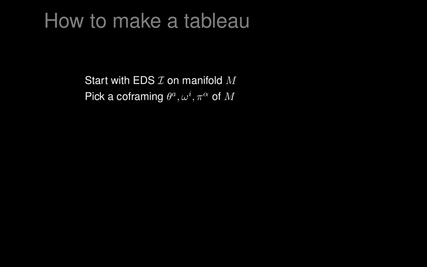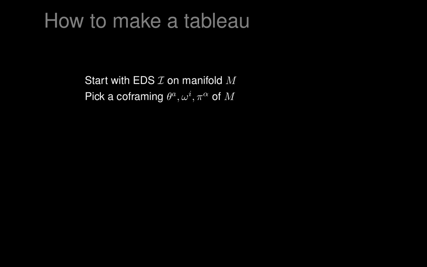The first thing we're going to do is to pick a co-framing. What's a co-framing? A co-framing means a collection of one forms. In this case, there'll be theta A's, omega I's, pi alphas. So thetas, omegas, and pi's are one forms on the manifold M, and they form a basis at every point for every cotangent space of M.